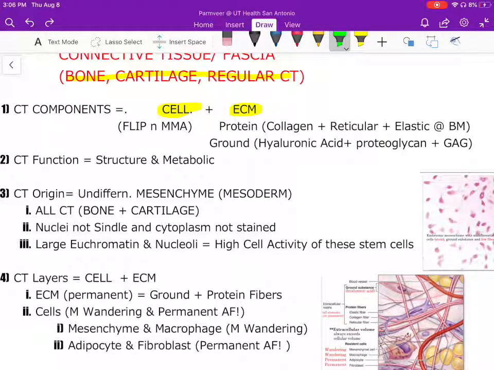So the proteins are your collagen fibers, your reticular fibers, and elastic fibers, mostly found at the basement membrane. Your ground substance is your watery fluid, also known as hyaluronic acid, proteoglycans, and glycosaminoglycans. Next is, what is a function of connective tissue? The function is to provide structure and metabolic support to the connective tissue cells.